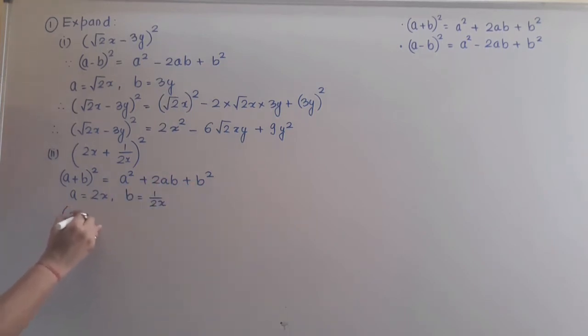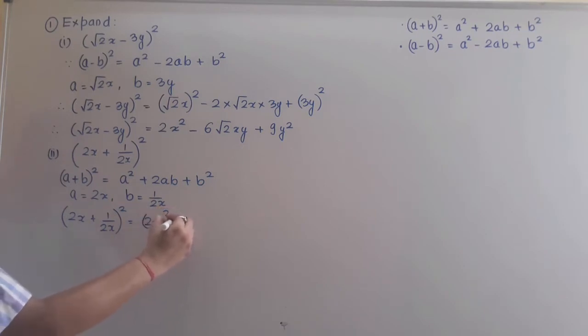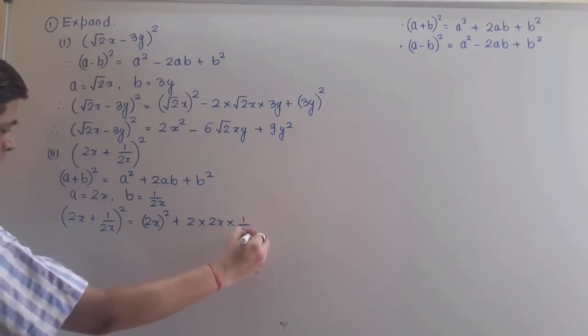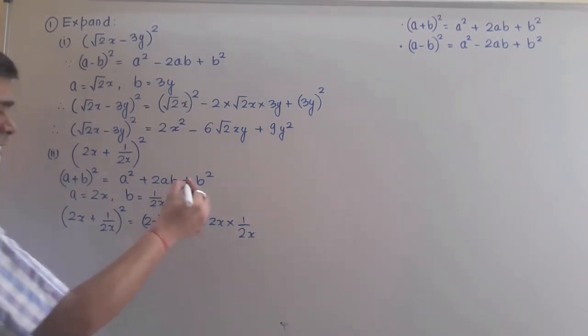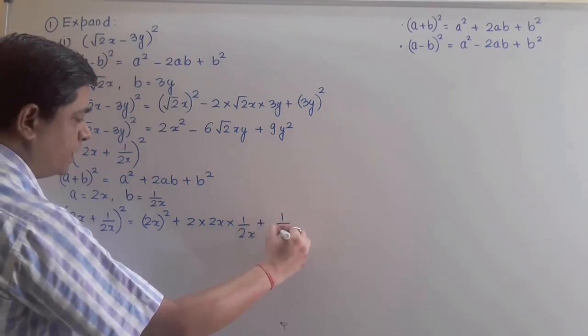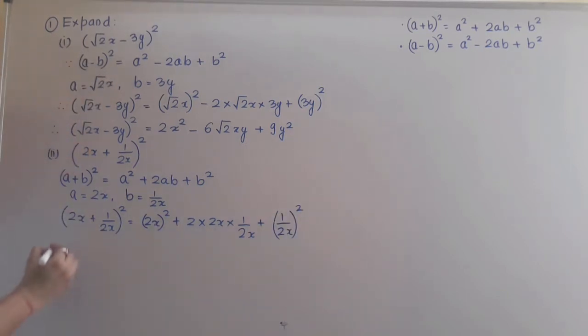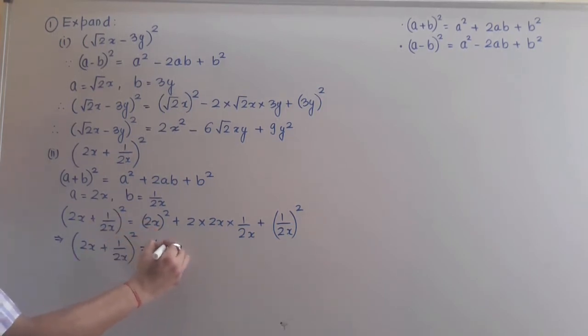This will be 2x plus 1 upon 2x whole power 2 is equal to 2x whole power 2 plus 2 into 2x into 1 upon 2x. Okay, a and b value I am keeping here. And last value of b, again I will keep it, that is 1 upon 2x whole power 2. Now we can simplify it further, so which implies that 2x plus 1 upon 2x whole power 2 will be equal to square of 2 will be here 4 and square of x will be here x square.